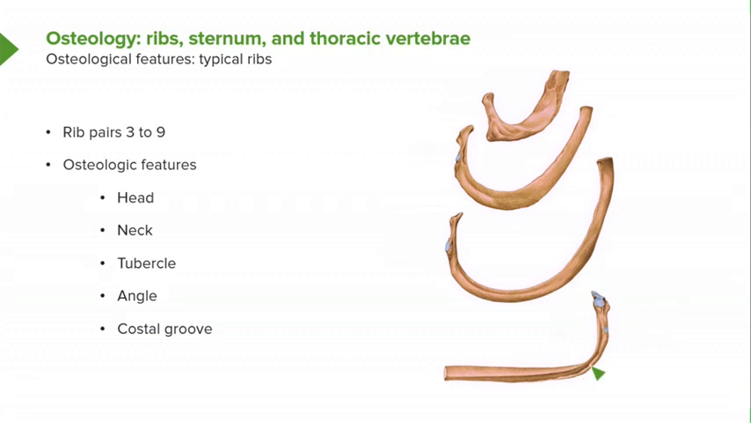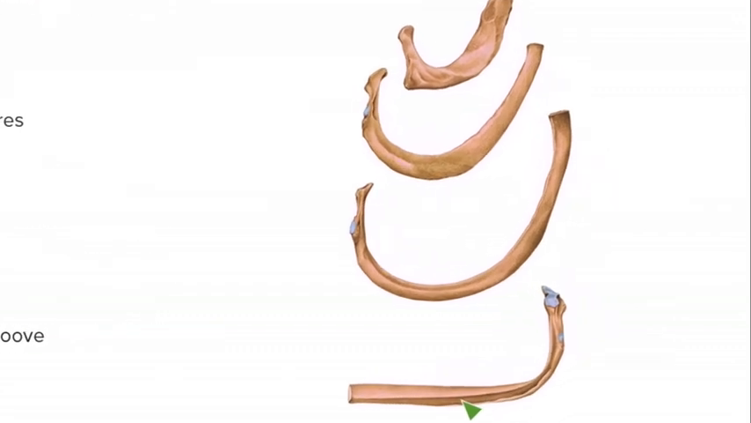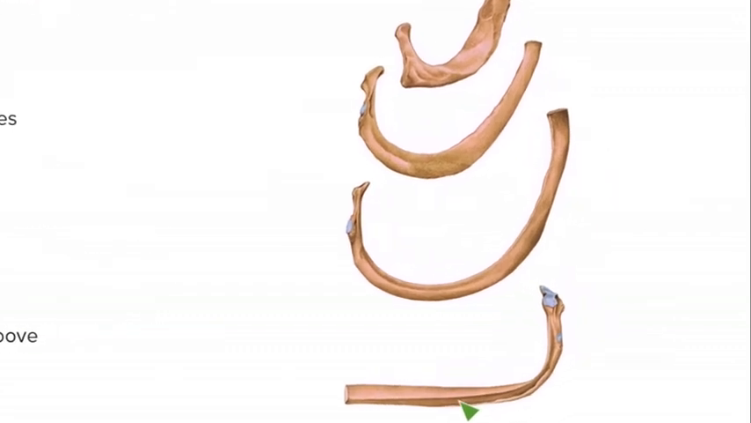This bend represents what is known as the angle of the rib, and just anterior to that angle, this is typically the most common point for a rib fracture because this is the weakest point of a rib. And then if you look on the inferior aspect of a rib, you will note the presence of a costal groove.